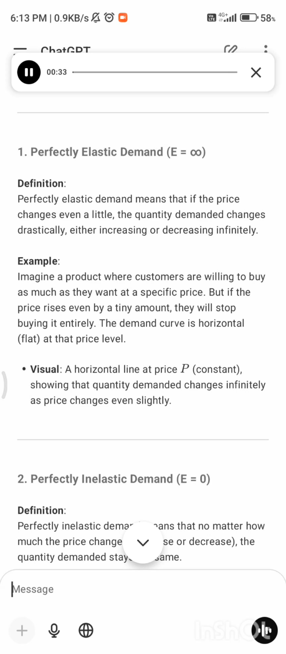Example: imagine a product where customers are willing to buy as much as they want at a specific price. But if the price rises even by a tiny amount, they will stop buying it entirely. The demand curve is horizontal, flat, at that price level. Visual: a horizontal line at price P, constant, showing that quantity demanded changes infinitely as price changes even slightly.